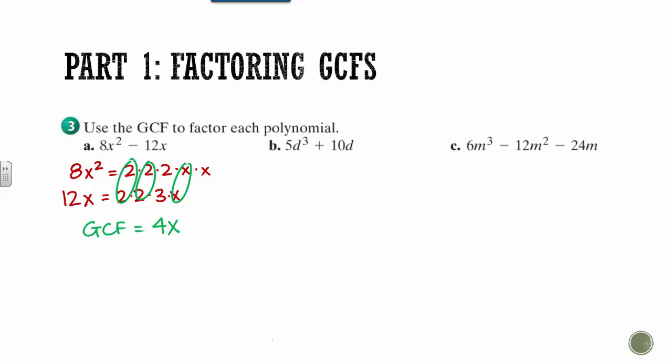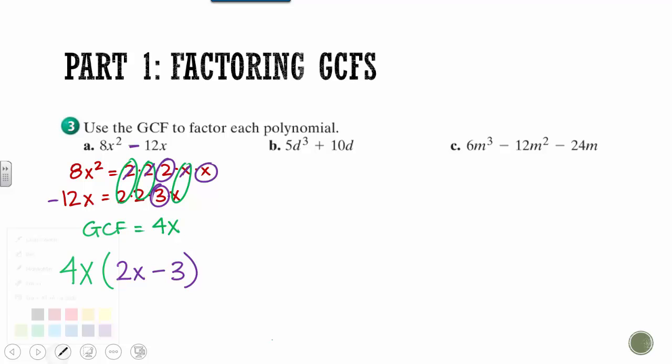This time what we're going to do is undistribute 4x and see what's left over. So for our first term, if I take out the 4x, that means I take out this 2 and this x. What I have left is 2x here. And for the 12x, I have a 3. Now remember, this was a negative 12x, so I want to subtract the 3 here.